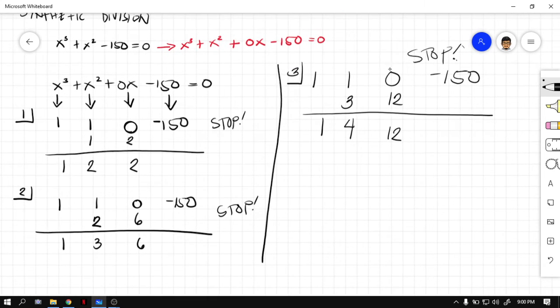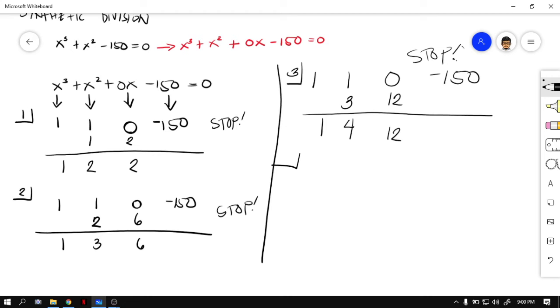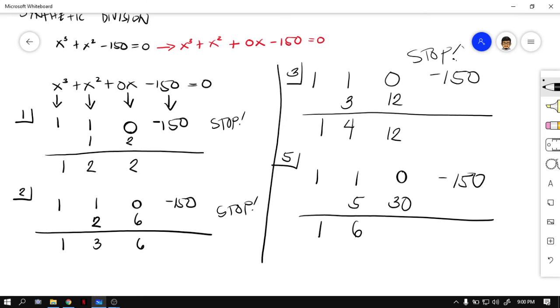Paano kapag 5 naman ang ginamit? So, we will be using 5. 1, 1, 0, negative 150. Okay. Bring down 1. 1 times 5 is 5. 1 plus 5 is 6. 6 times 5 is 30. Ayan, lumalaki ang values natin. 0 plus 30 is 30. 30 times 5. 5 times 0 is 0. 5 times 3 is 15. So, 150. Ayan, nakuha na natin yung target natin. Negative 150 plus 150 is 0.